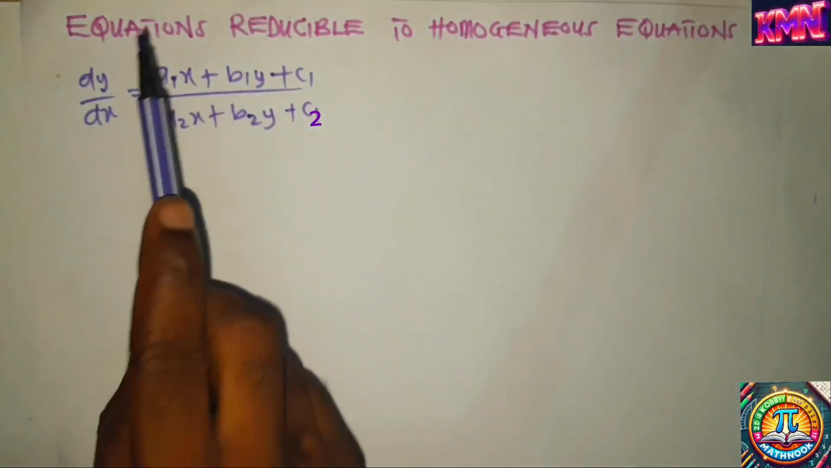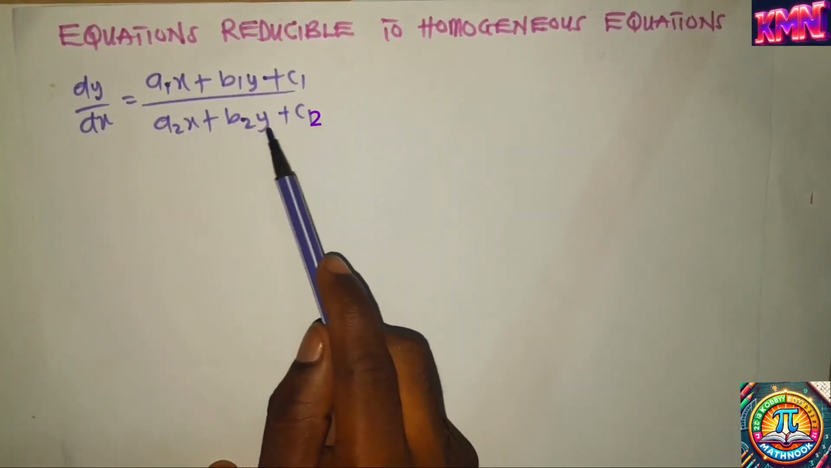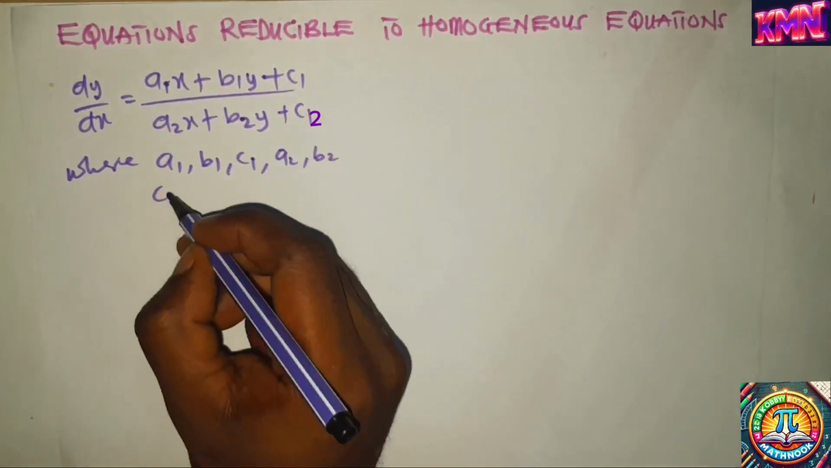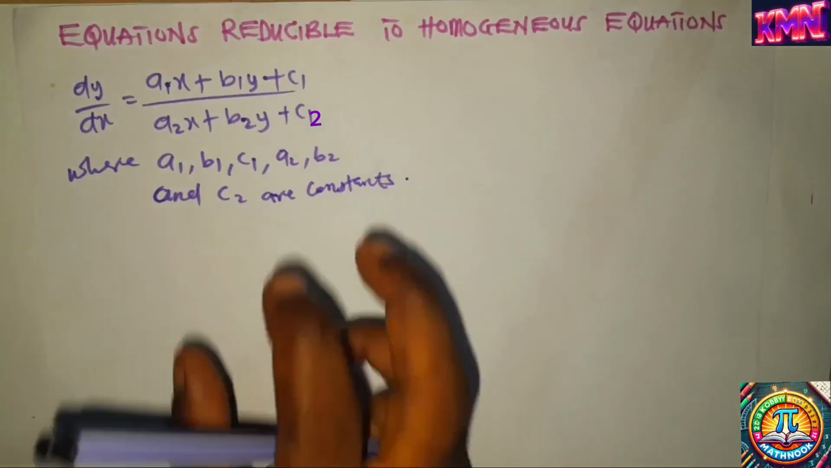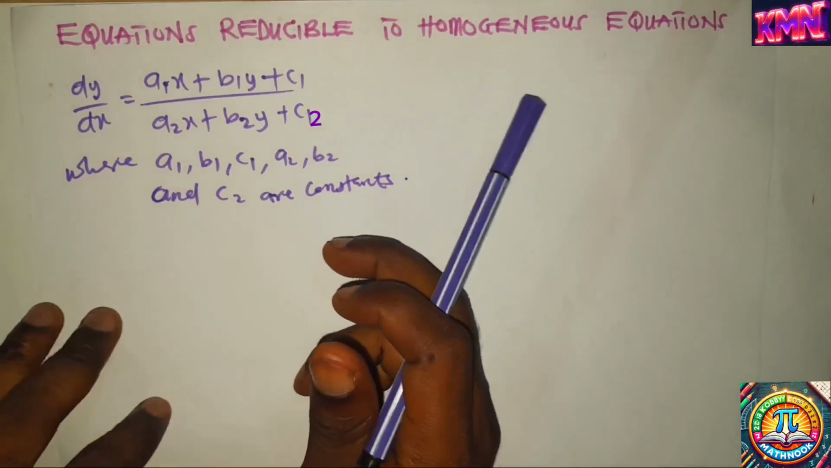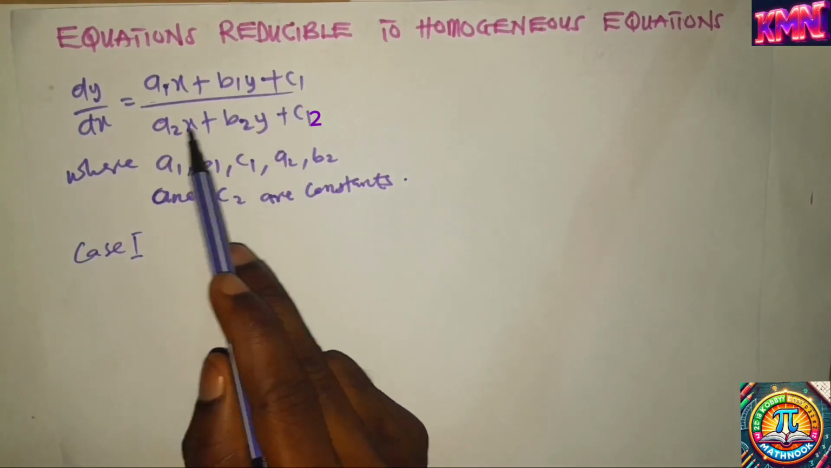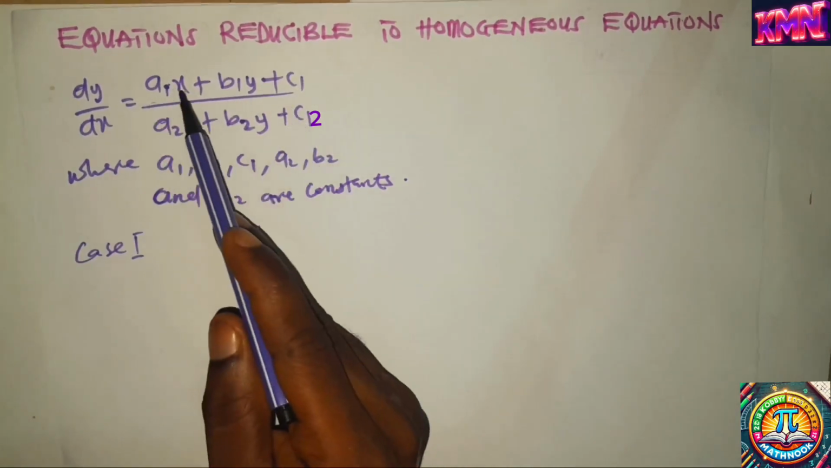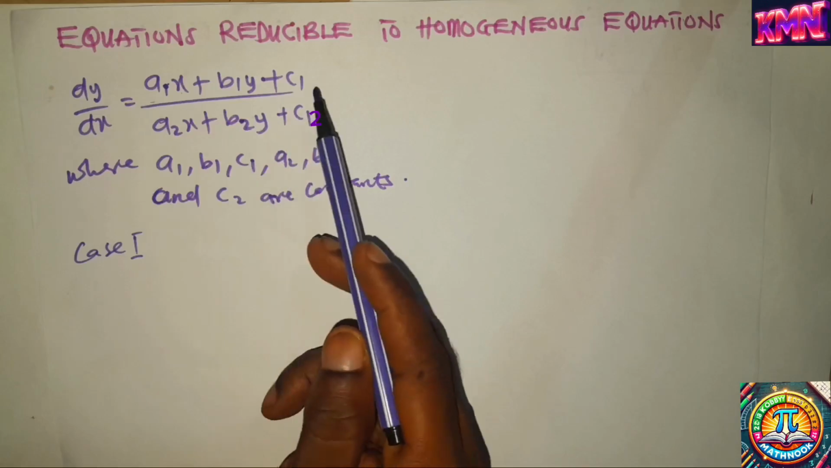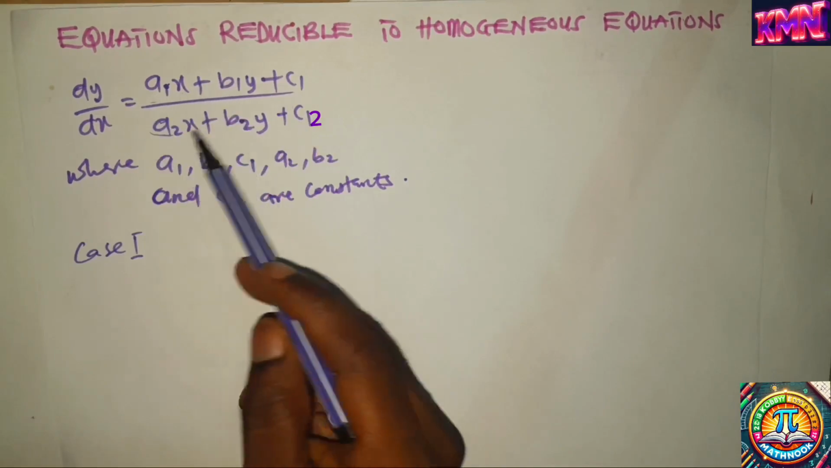So we have this differential equation: dy/dx equals (a1x + b1y + c1) over (a2x + b2y + c2). This form of non-homogeneous differential equations falls into two cases. In case 1, the numerator and the denominator are distinct. What this means is that the coefficients of the x and y in the numerator and denominator are different, and the equation cannot be reduced to simple proportionality. We cannot do anything about this equation.